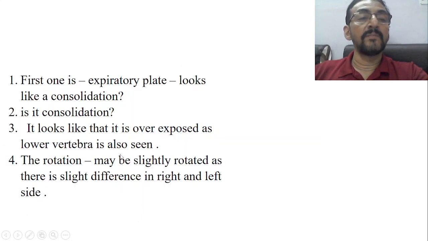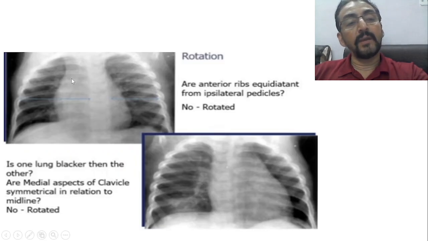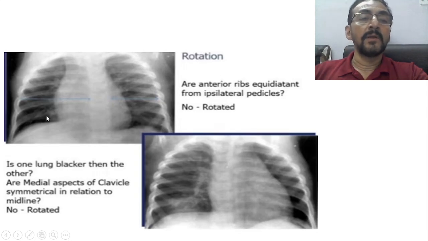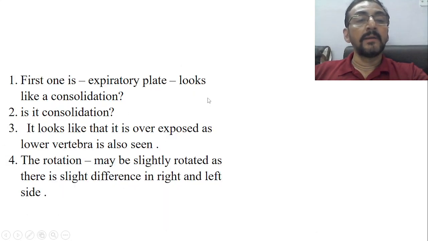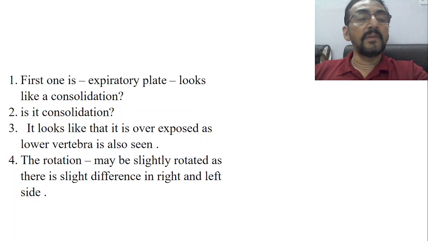Now the question is, this is an underexposed film actually. More ribs are not clearly visible here, and it also looks like a consolidation. Is it consolidation? No. It looks like it is overexposed, as the lower vertebra is also seen, and it may be slightly rotated, as there is a slight difference between the right and left side.